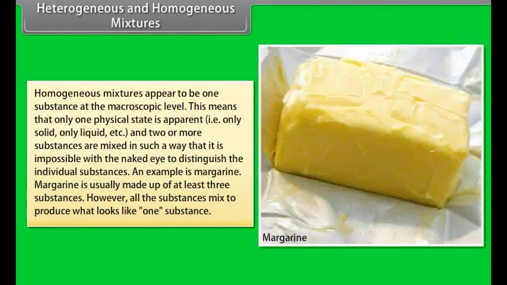Homogeneous mixtures appear to be one substance at the macroscopic level. This means that only one physical state is apparent, that is, only solid, only liquid, etc. And two or more substances are mixed in such a way that it is impossible with the naked eye to distinguish the individual substances. An example is margarine. Margarine is usually made up of at least 3 substances. However, all the substances mix to produce what looks like one substance.